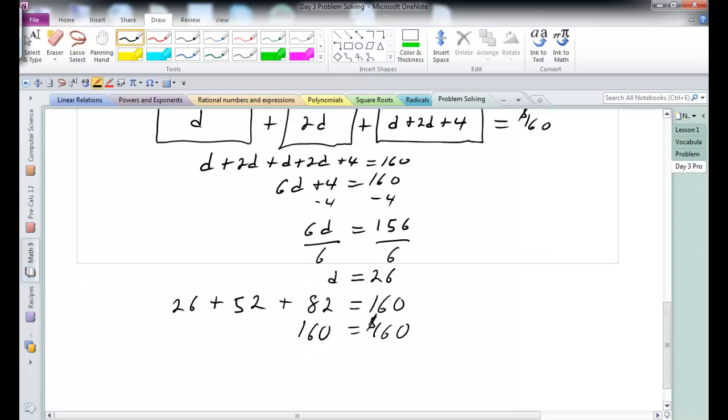And so we just have to finish off with a sentence answer. The three deposits were $26, $52, and $82.